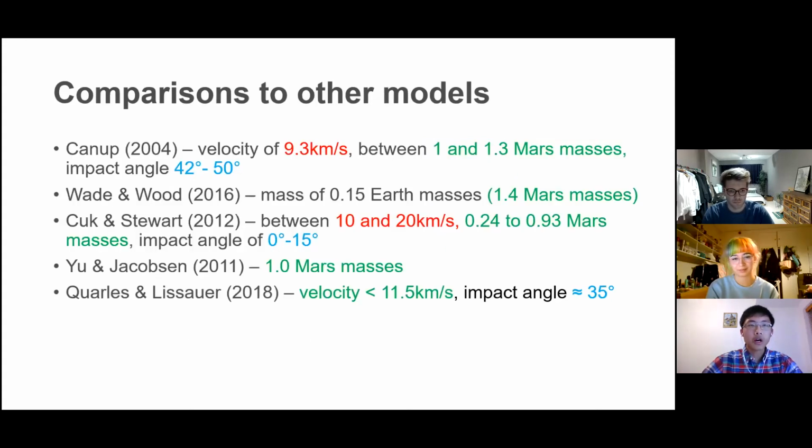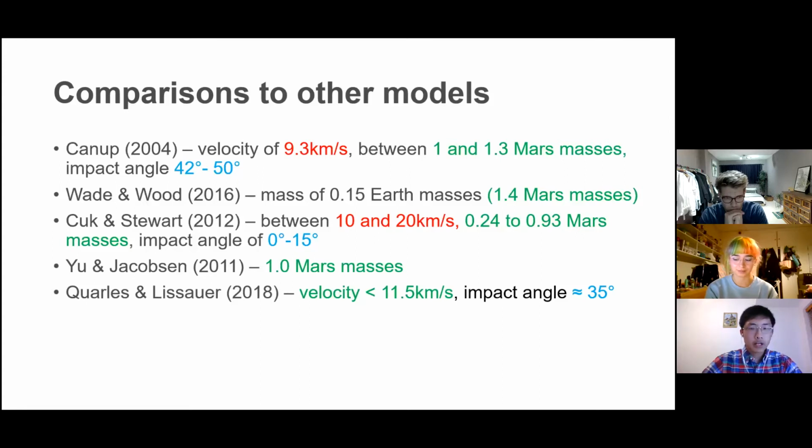If we compare this to other models, other people have also derived kinetic energy, mass, angle, and certain other parameters. They generally all agree with the constraints that were placed by the argon data. You may get some more extreme results, and these may be produced where other parameters that haven't been constrained by the argon data have been varied. These may be things such as initial spin and whether the impactor collided with the Earth in a prograde or retrograde direction.